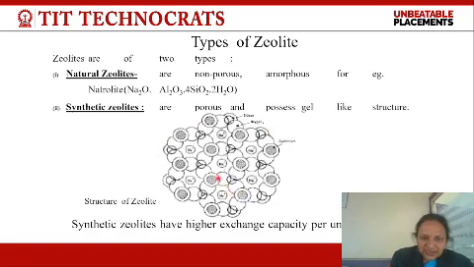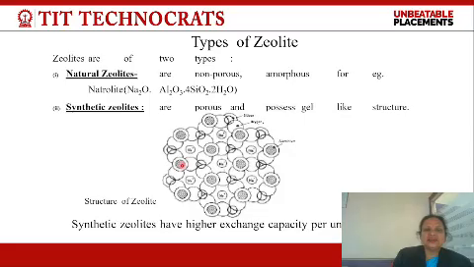You can see that there is one cavity in the center of the zeolite. This zeolite is synthetic and it is modified in the laboratory. So we can easily say it has one cavity. This cavity has a sodium ion inside it.